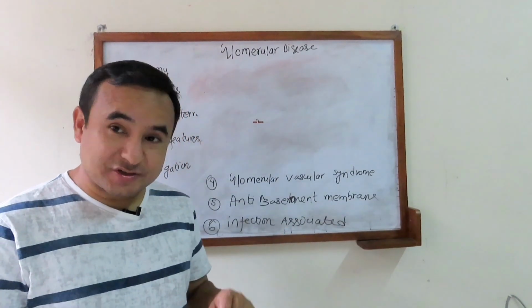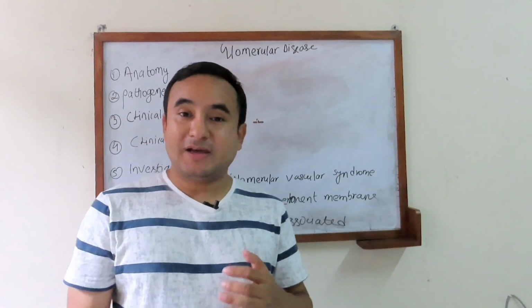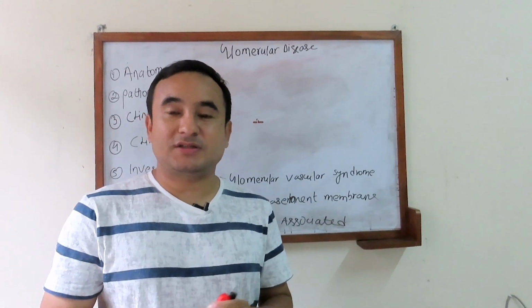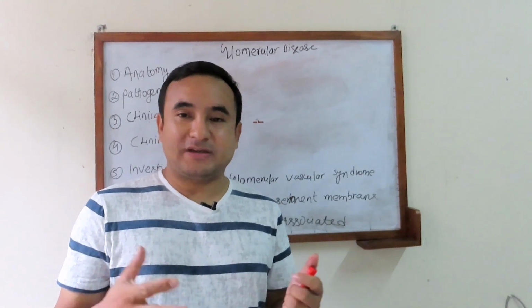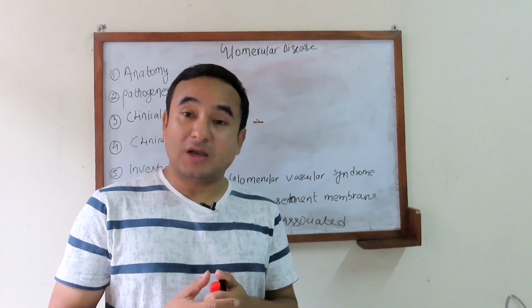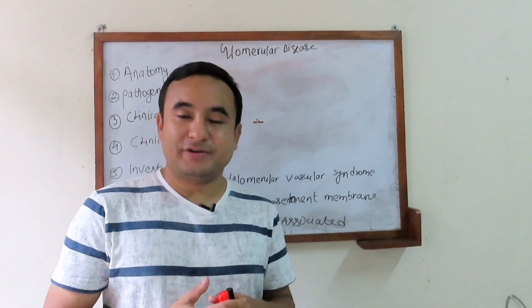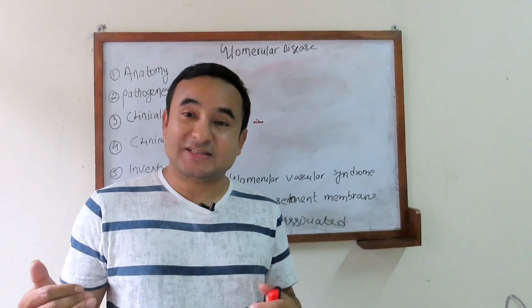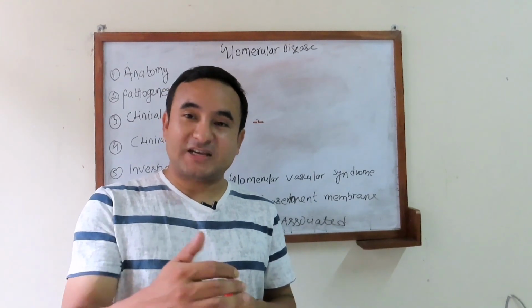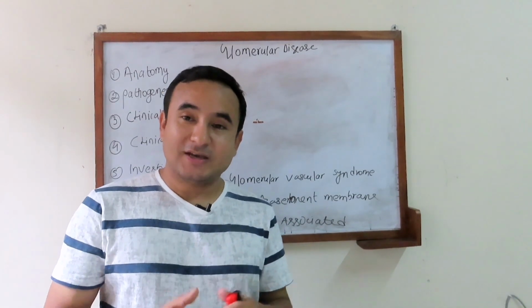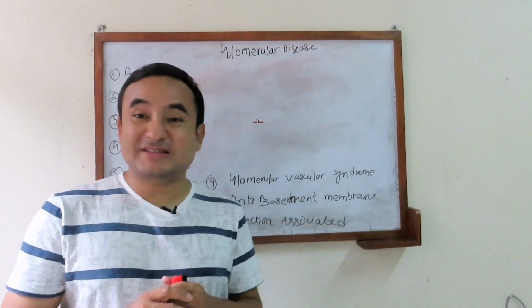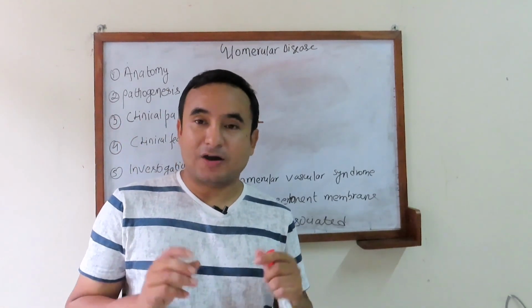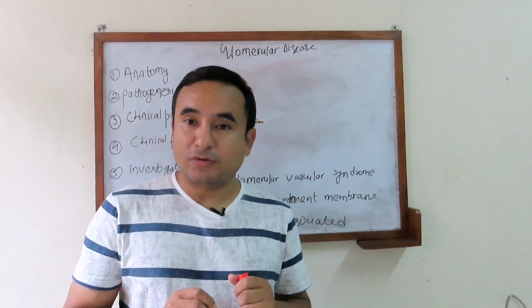The last one is infection associated glomerular disease. There are some infections which can cause glomerular damage, like classically post-streptococcal, which usually occurs in children, or infective endocarditis associated glomerulonephritis, hepatitis B and C associated glomerulonephritis. These are the infections which can injure our glomerulus and cause glomerulonephritis.